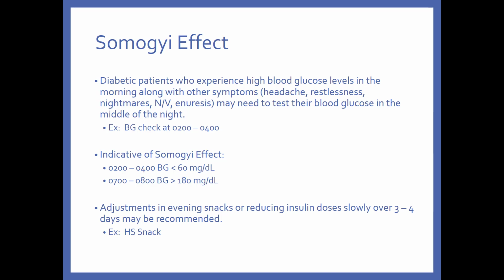May need to adjust the evening snacks so that way a little bit later at night, or reducing insulin doses. And this is not done quickly. We want to do this slowly over maybe 3 to 4 days, and just transition to where it's a smaller dose maybe at bedtime, and maybe also having a bedtime snack to help prevent that hypoglycemic episode in the night.